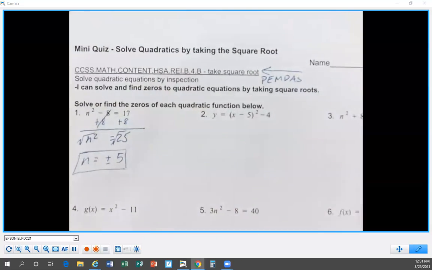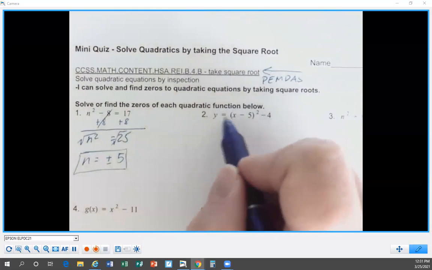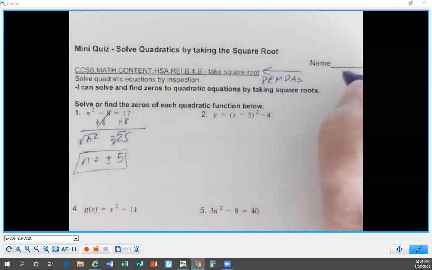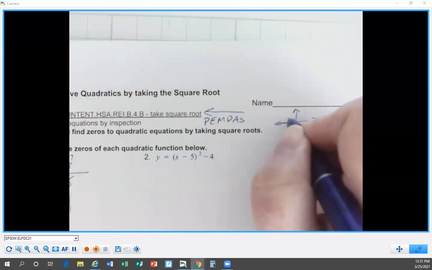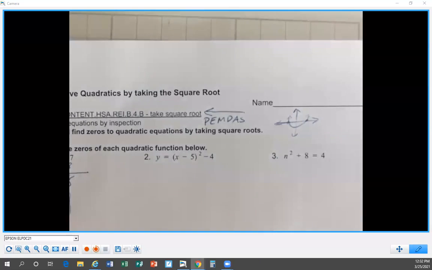Number 2, so we have y equals, so we have 2 variables here. We have x and y. So we want to find the zeros. Remember, the zeros are where our quadratic crosses the x-axis. So if we're on the x-axis, then our y value is 0. So what we want to do is set that y value equal to 0.